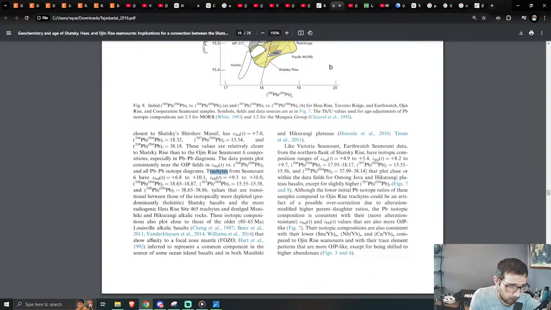have these values that are transitional between those of the isotopically more depleted, predominantly tholeiitic Shatsky basalts and the more radiogenic Hess-Rise site and of these trachyites and dredged Manihiki and Hikurangi alkalic rocks. Alkalic.